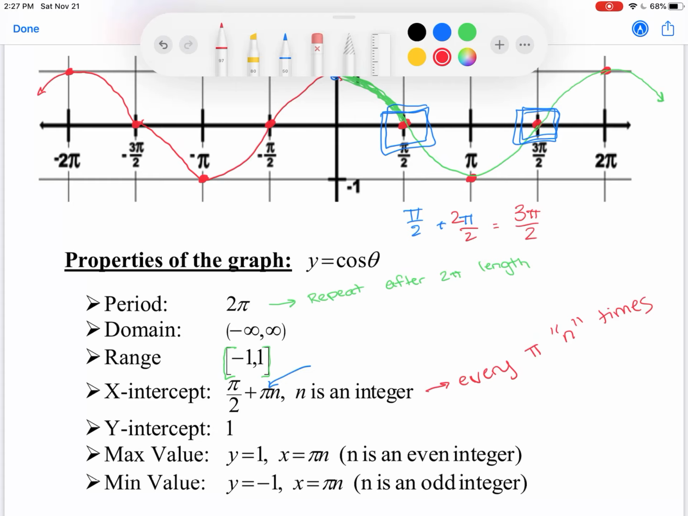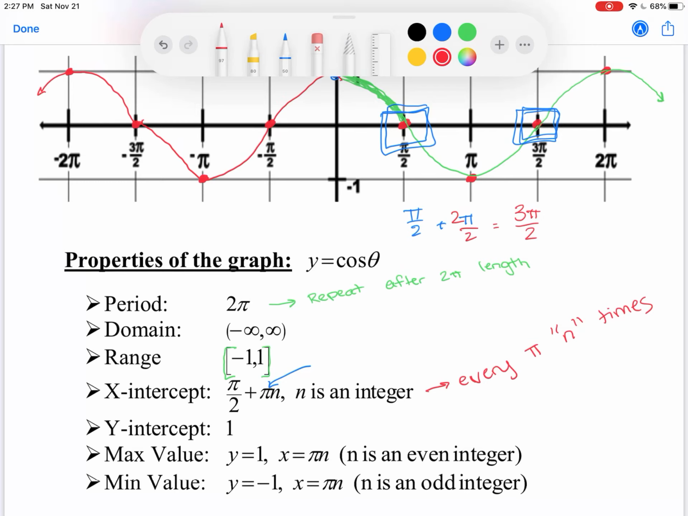And one more time, you're adding that n to it, you're multiplying that n in so that you can remind yourself that this is going to occur every pi n times. That's going to take everything to the right of the origin for your x-intercepts, as well as taking everything to the left side of the origin for your x-intercepts. That n takes care of all of that for you.